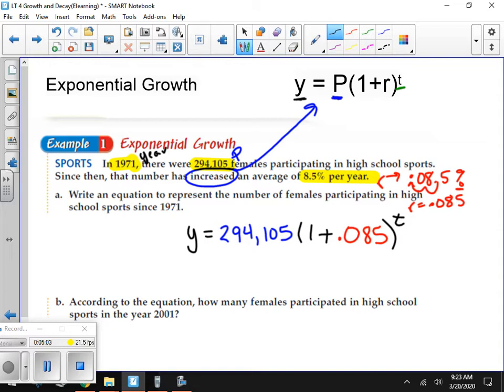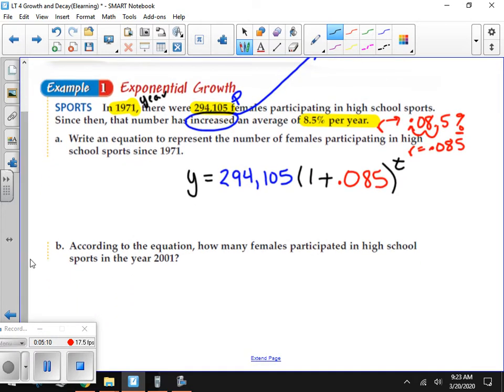It's kind of like the setup of the problem. Because next, they're going to ask, how many females participating in high school sports the year 2001? So now I have another piece of information right here. It's the year 2001, so it's another year. Okay, so I have 2 years. I have 1971, which is my start year. I start in 1971, and I end in 2001, so it's my end year. So for me to figure out how many females are participating in high school, I need to be able to put a number here so I can put it in a calculator and get my final amount.